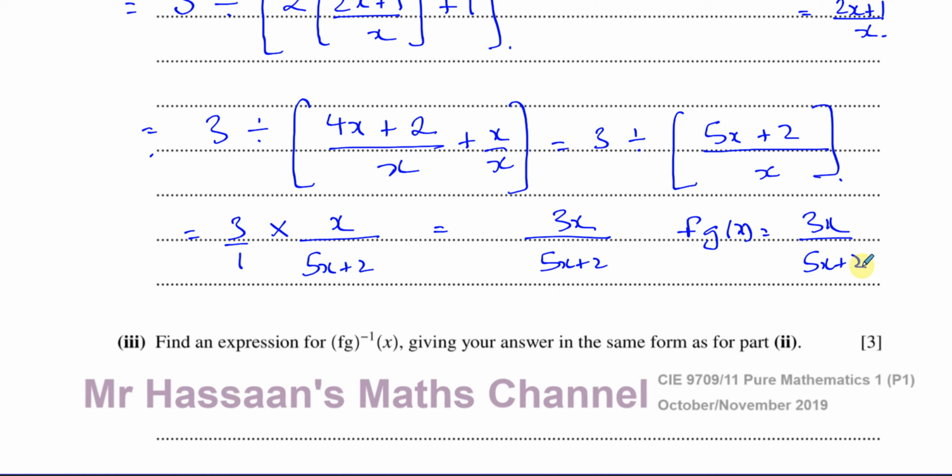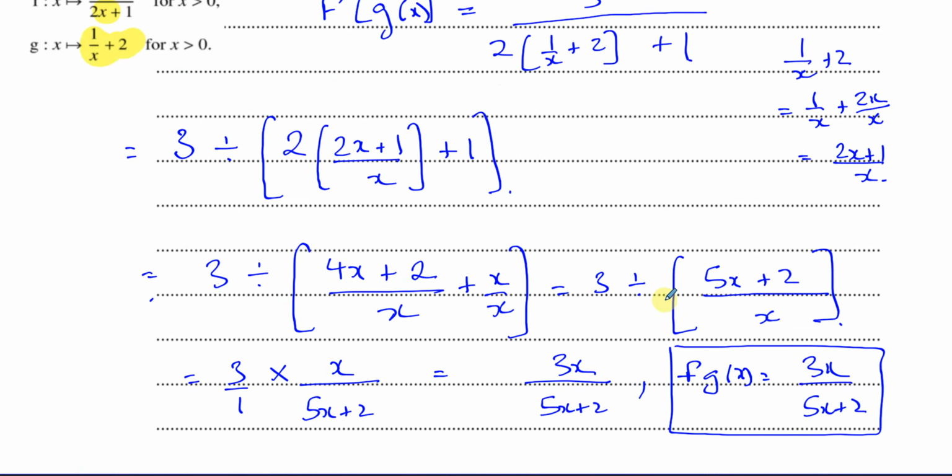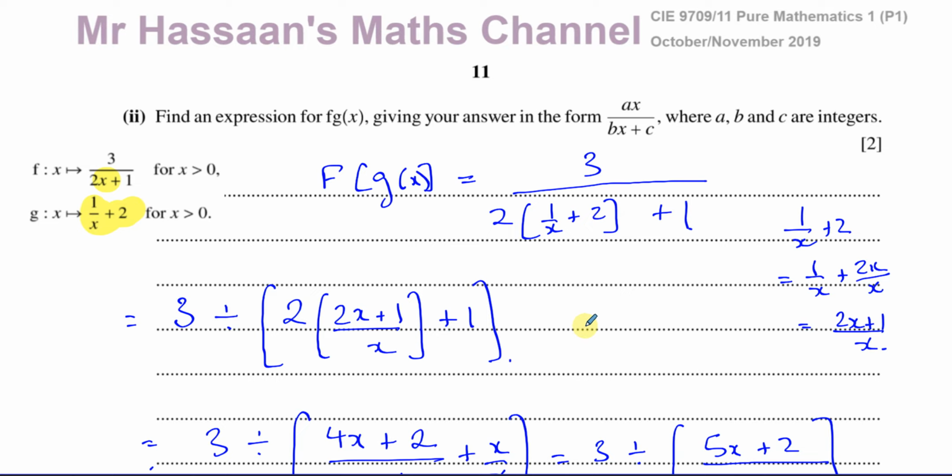Now the question asked us to find an expression for f of g of x. Okay, so that's where we stop. The question could have said find f of g of x. If it just said find f of g of x, then you would have had to state the domain of f of g of x. If it just says find f of g of x, it means find the expression and the domain. The domain is part of the function. You must mention it. All right?